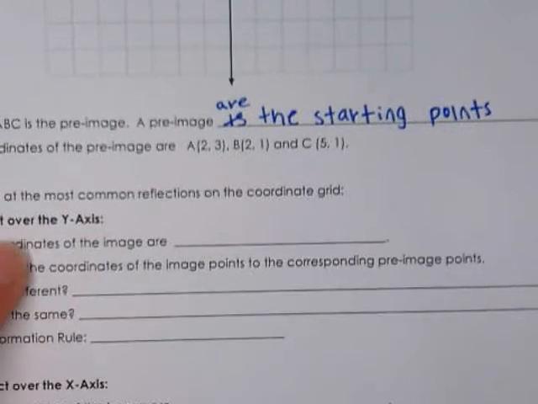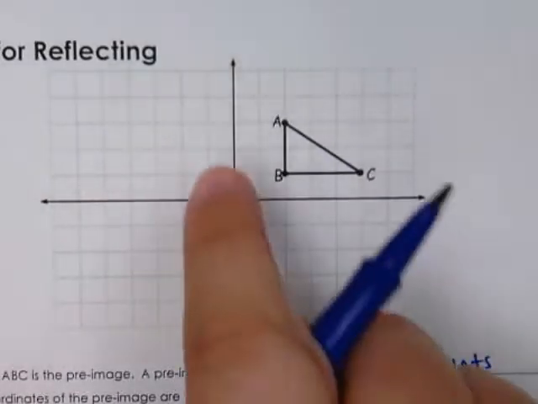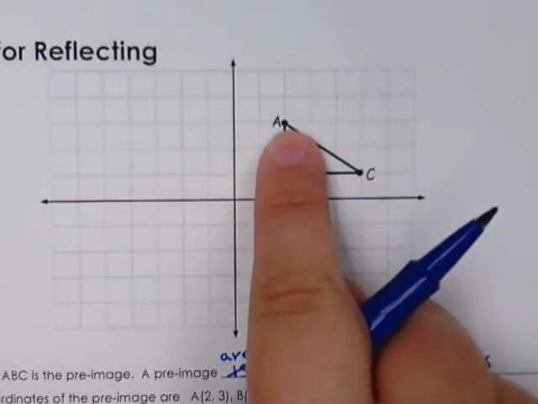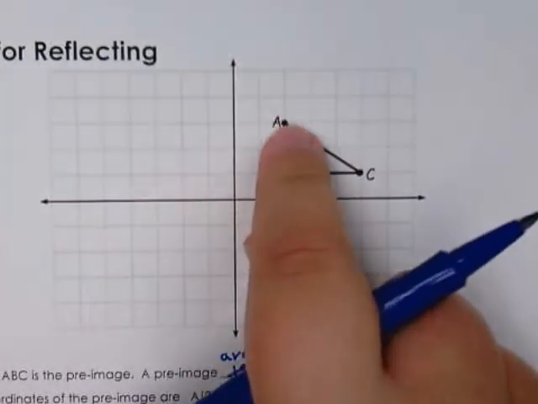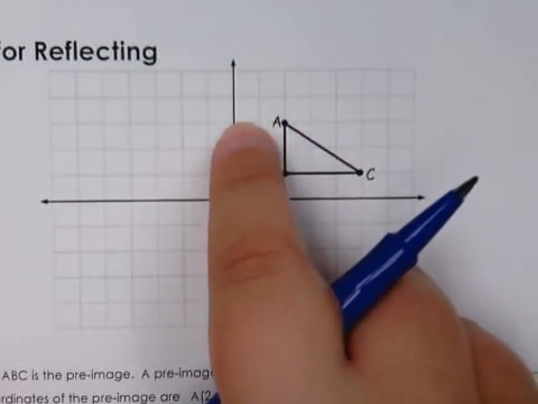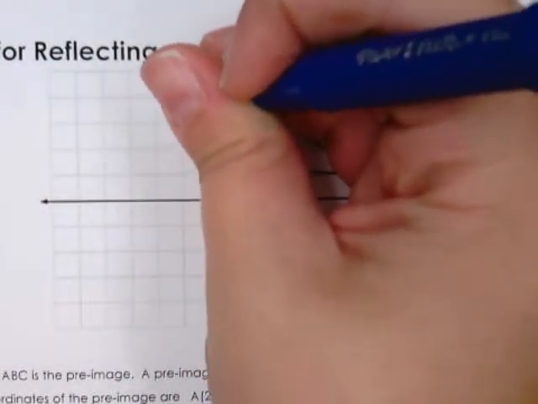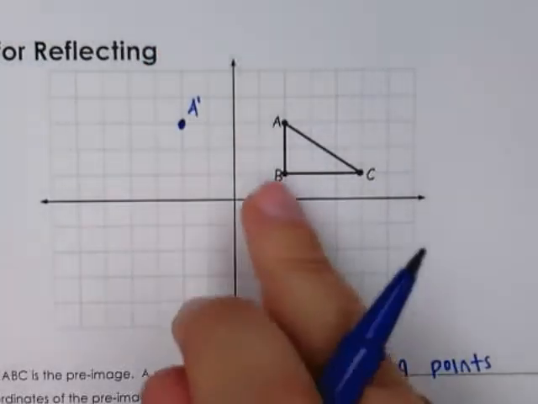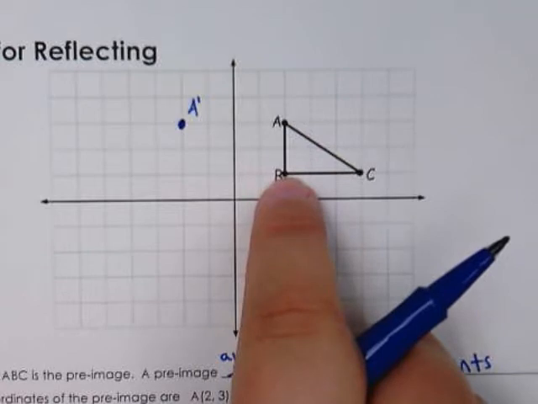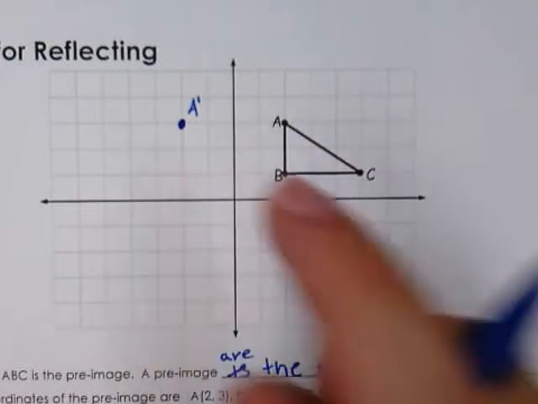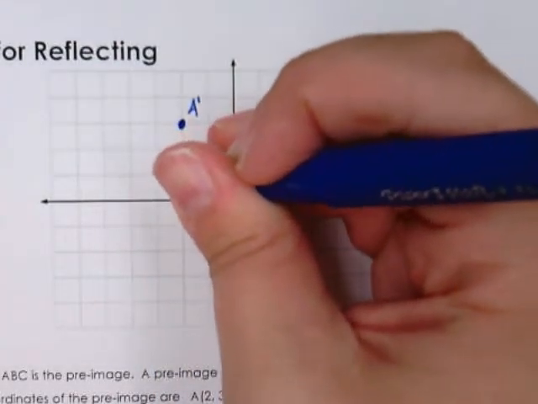Now let's look at some of the common reflections. The first one says to reflect over the y-axis. So remember, this is the y-axis here. If I want to reflect over the y-axis, I'm going to count from A to my line of reflection. So here's the line of reflection. I go 1, 2. And then to reflect, I go that same amount on the other side. So now I'll go 1, 2. And here is where A prime should be. And I do the same for the other points. So for B to the line of reflection, I go 1, 2. And then from the line of reflection over, again, 1, 2. And there's where B prime should be.